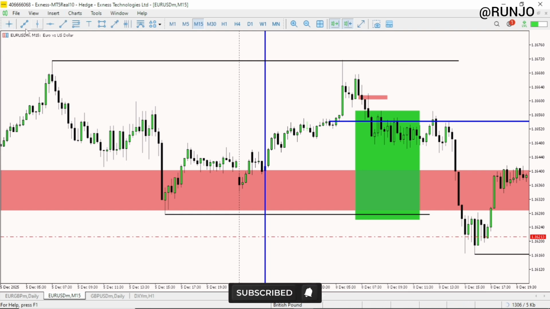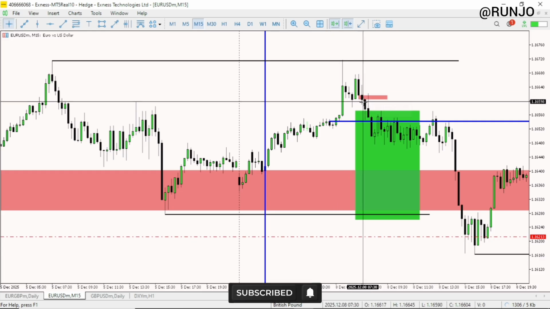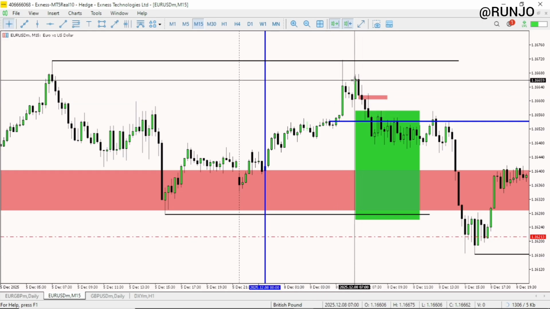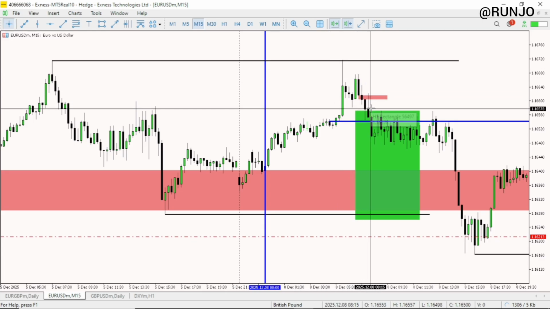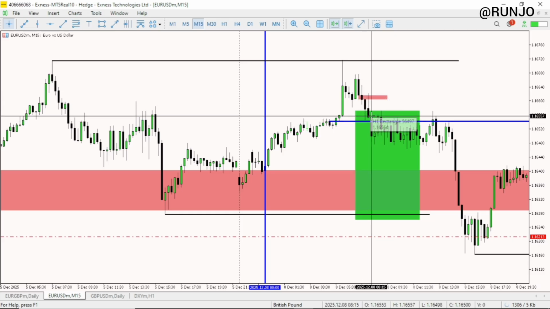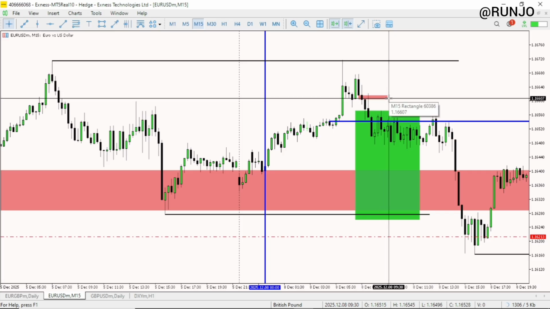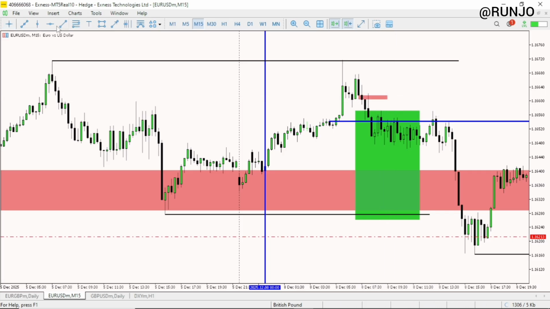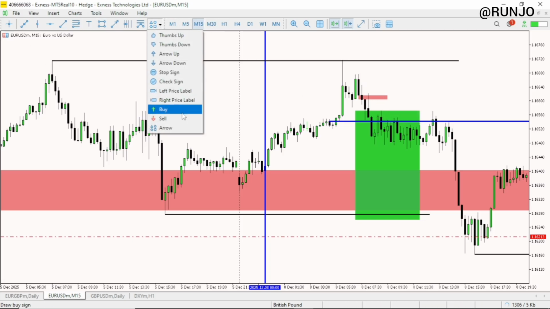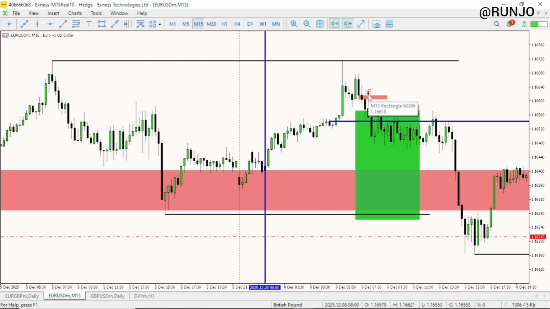But if it failed, I was looking for something like this: a retracement into this level, a failure to take out this high, and then another market structure shift taking out this low. Once the market dropped and took out this low on the 15 minutes, it retraced up into the level it left behind. That's where I went in short, and then exited around below this level.